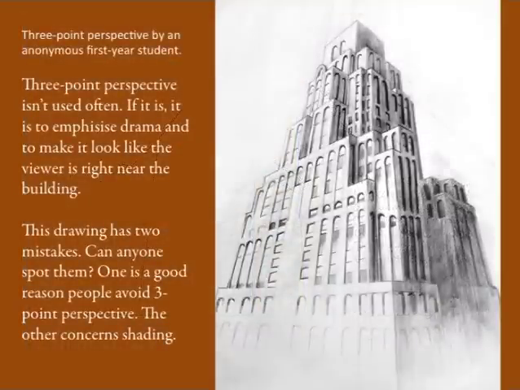I had a quick look for some great 3-point perspective drawings, but actually they're not common. This one is done by an anonymous drawing student. It has a few mistakes. One is that the building continues to widen as it recedes beyond eye level. The other is to do with light. It's that there are 2 shades of shadow.